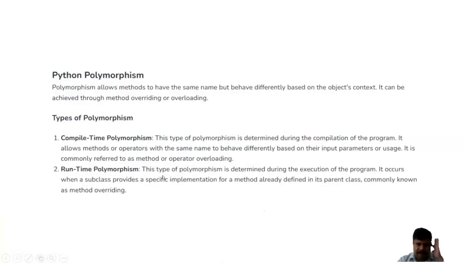Runtime polymorphism. This type of polymorphism is determined during the execution of a program. The first one is during the compilation of a program, and this second one is during the execution of a program. It occurs when a subclass provides a specific implementation for a method already defined in its parent class, commonly known as method overriding. So there are two cases: operator overloading and method overriding. Operator overloading can be achieved in compile time polymorphism. Method overriding can be achieved in runtime polymorphism.